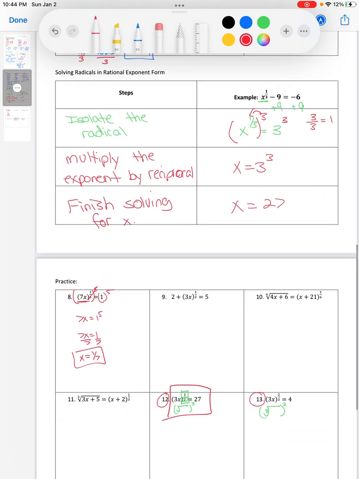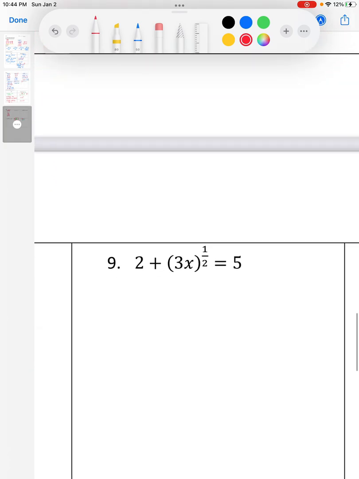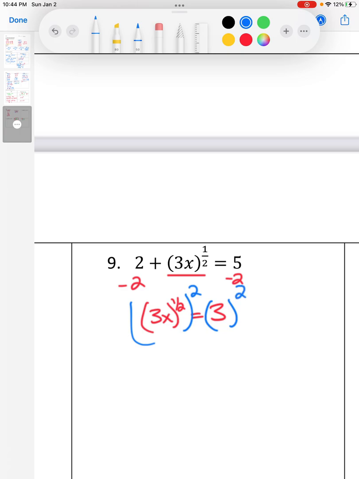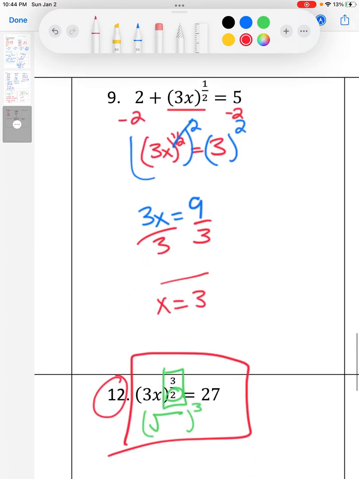Let's move over here. So, is it alone? Is the radical alone? No. I mean to minus 2. Remember, it's 3x raised to the 1/2 equals 3. To get rid of that, we're going to raise it to the 2. So we're squaring it. We got 3x. Those cancel out. Equals 9. Divide by 3. We got x equals 3.